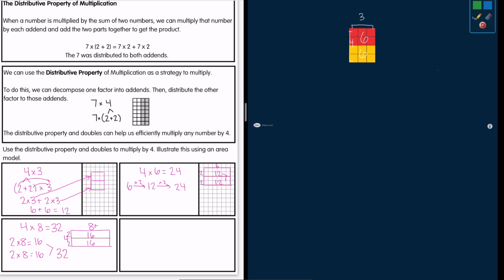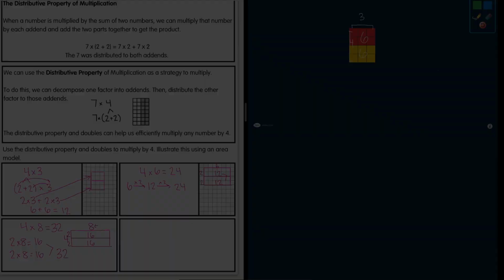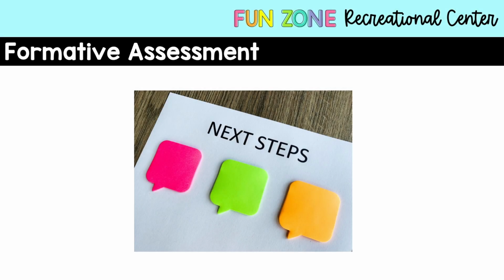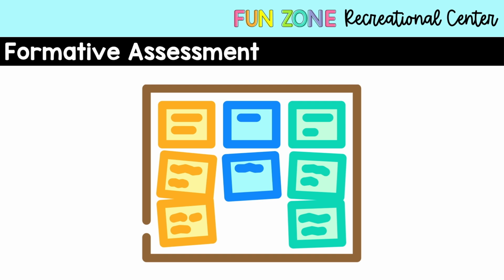Multiply any number by 4 by decomposing the 4 into 2 plus 2. After the mini lesson, have students complete the formative assessment slip. You will use the results from this to plan small group instruction during the menu portion of the task. Sort the work into 3 groups: proficient, marginal, and needs support.